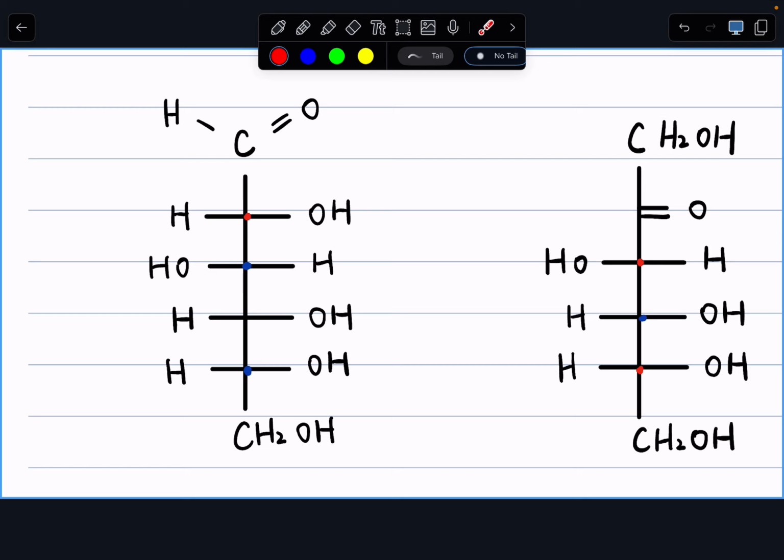First, assigning the priority. My oxygen is the highest. And then looking at it, you have 2 carbons. This carbon is attached to 2 oxygen. This carbon is attached to 1 oxygen and 1 carbon. So the top one has higher priority than the bottom one. So far, so good. And then you draw it out. Okay, so this goes counterclockwise, but my hydrogen is on the horizontal. So this one is R.